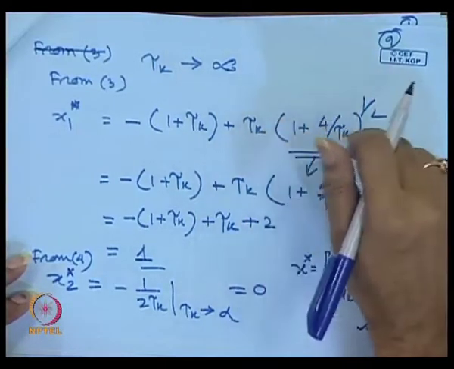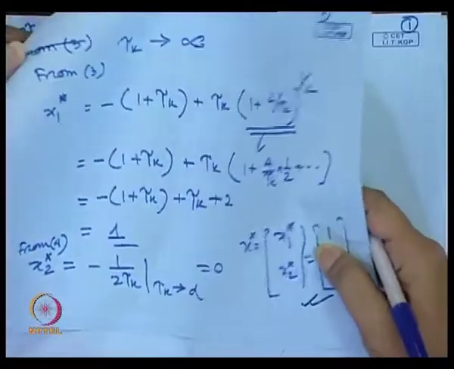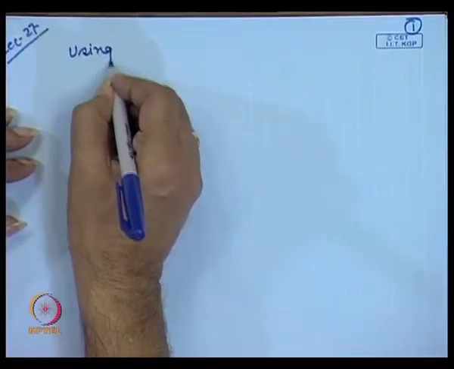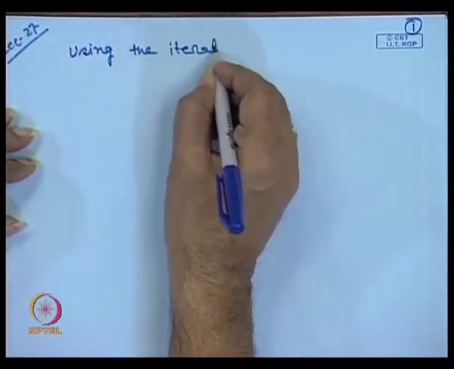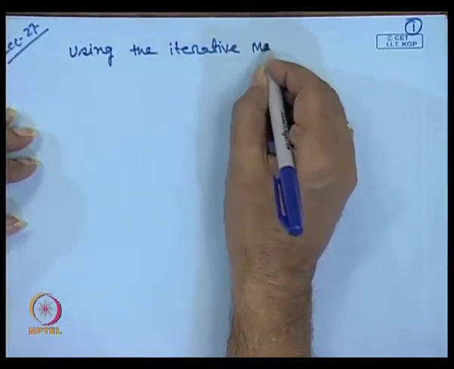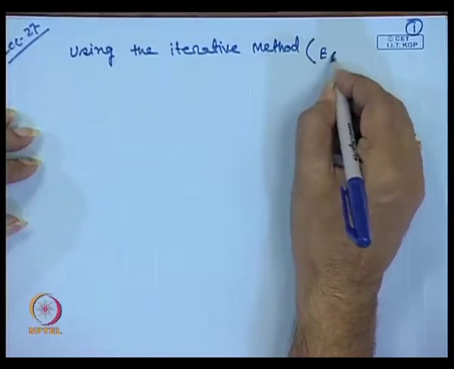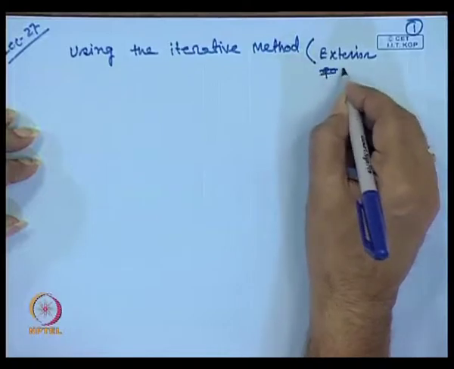That is, we are considering the exterior point, exterior penalty function method. The same problem: whatever necessary conditions we got, we express x1 in terms of tau k and x2 in terms of tau k, which we are writing now. So for our iterative method, we make a tabular form with the tau k penalty coefficients.